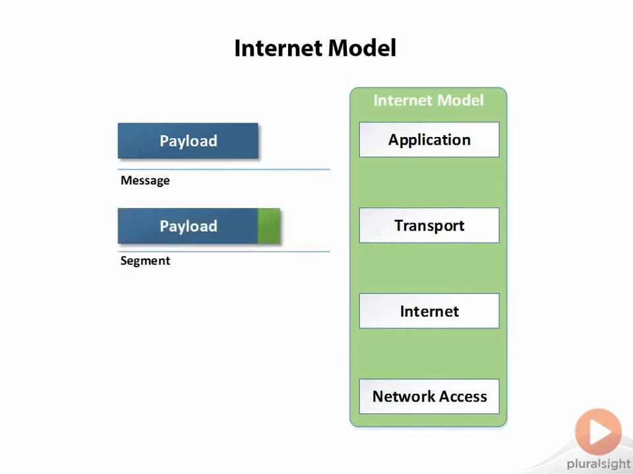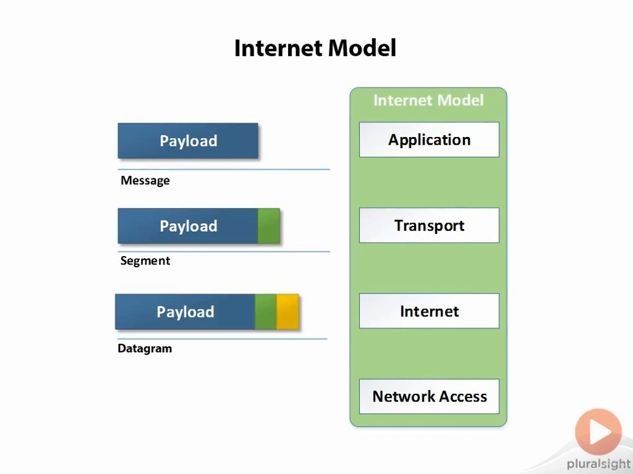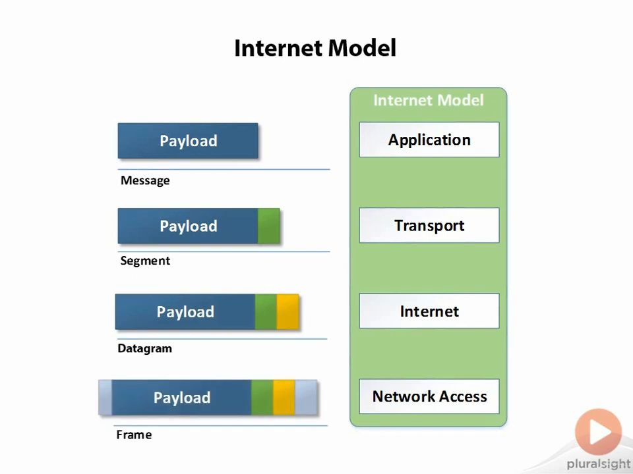We add additional information, turning it into a segment. From the transport layer, it gets passed down to the internet layer, where we add additional networking or addressing information, turning it into a datagram. From there, it's passed on to the network layer, where we add additional information, a cyclical redundancy check or CRC, so that we can ensure the packet of information arrives in the same condition that it was sent at the receiving computer or the receiving node.